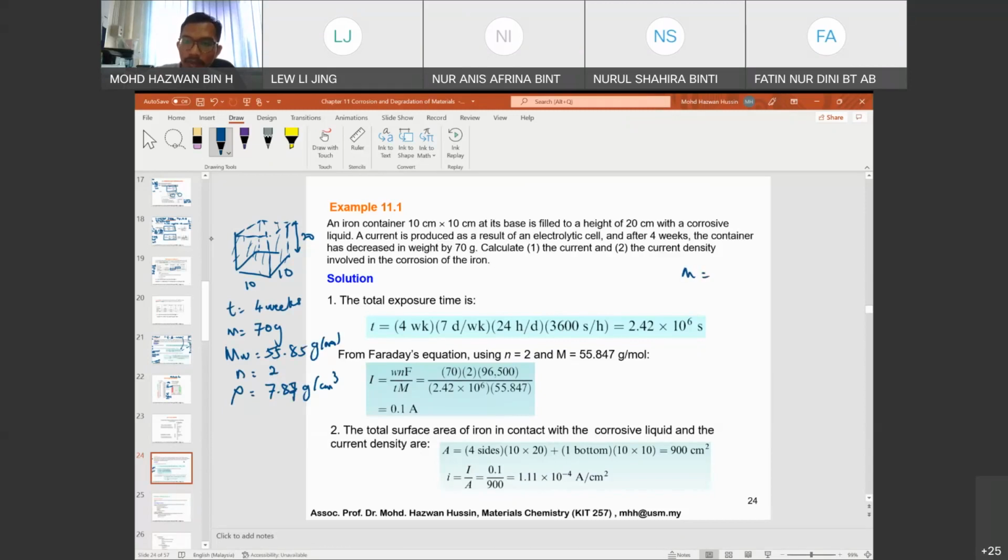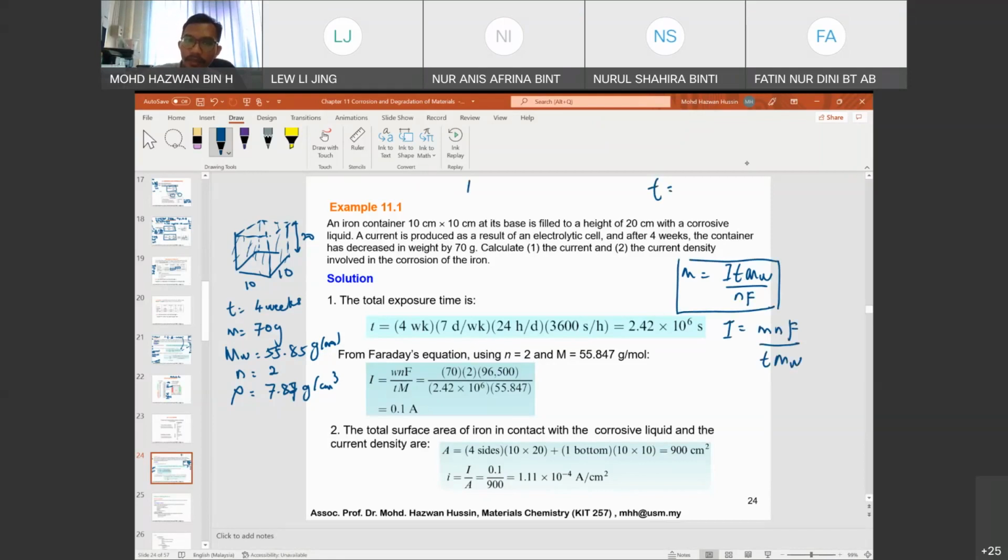Mass loss is equal to I t M_w over n F. Always remember this formula. Now we want to rearrange: current will be equal to mass loss multiplied by n F over time times molecular weight. And time we have to change into seconds.